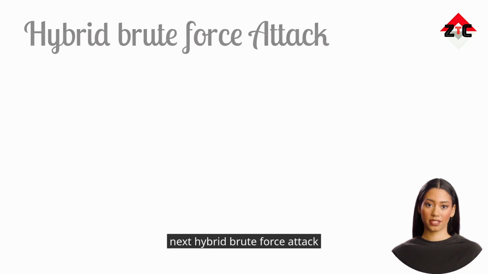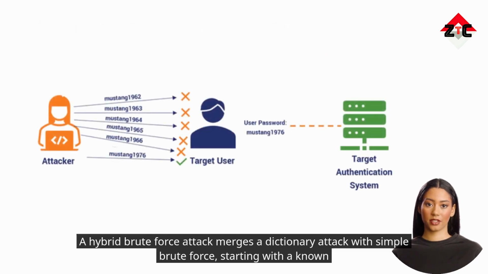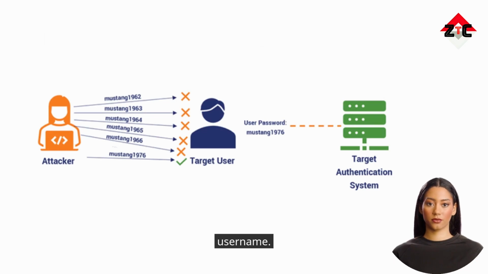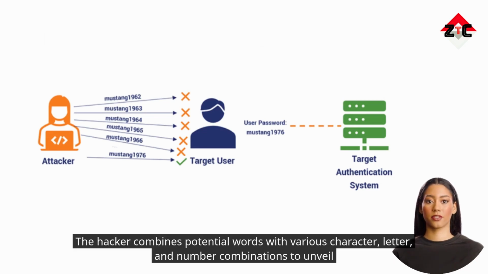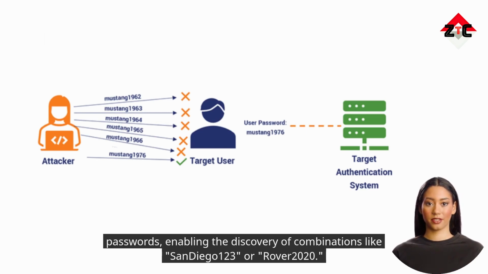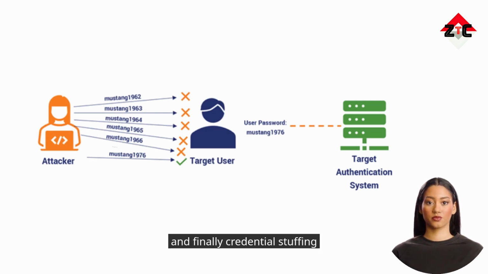Next, hybrid brute force attack. A hybrid brute force attack merges a dictionary attack with simple brute force, starting with a known username. The hacker combines potential words with various character, letter, and number combinations to unveil passwords, enabling the discovery of combinations like San Diego 123 or Rover 2020.